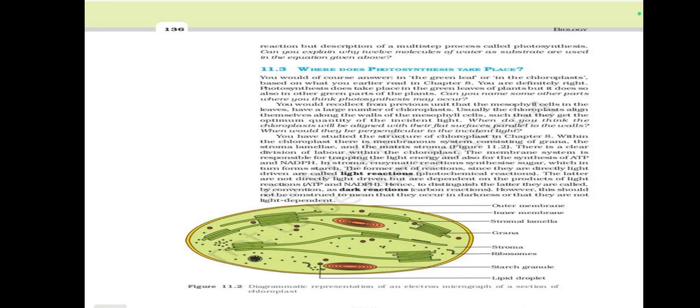Hence, to distinguish the latter, they are called, by convention, dark reactions or carbon reactions. However, this should not be construed to mean that they occur in darkness or that they are not light dependent. Figure 11.2: Diagrammatic representation of an electron micrograph of a section of chloroplast. Outer membrane, inner membrane, stromal lamella, grana, stroma, ribosomes, starch granule, lipid droplet.